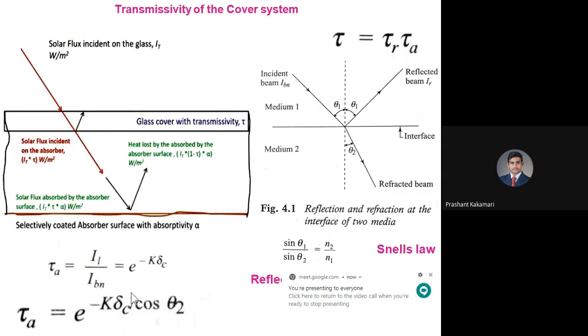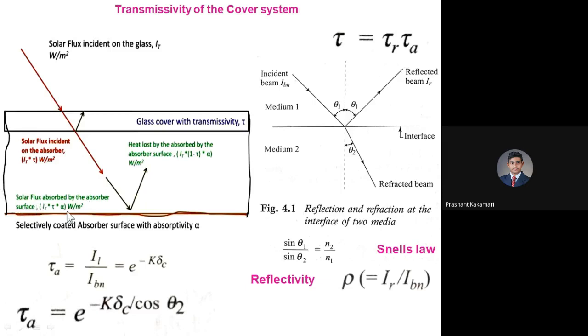And how this energy is available on the absorber plate, if you observe, the solar flux incident on the absorber plate will be after transmission from the glass cover. So there will be some loss. That loss we are going to denote by tau r, that is nothing but the transmittivity due to reflection and refraction from the glass cover, after which it is going to reach the absorber plate here at the bottom.